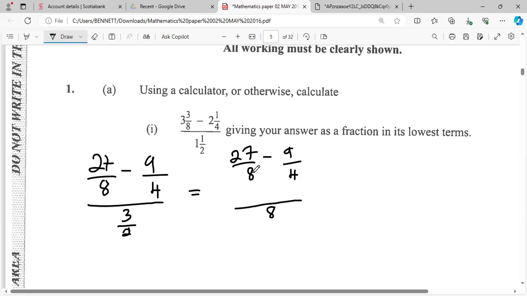8 into 8, 1. Multiply 1 times 27, which is 27. 4 into 8 goes 2 times. Then we multiply 9 times 2, which is 18. 27 take away 18, that's 9 over 8. And remember, the line means divide, so we just drop the divide there.